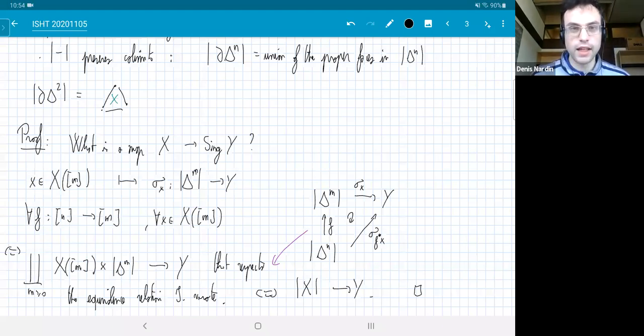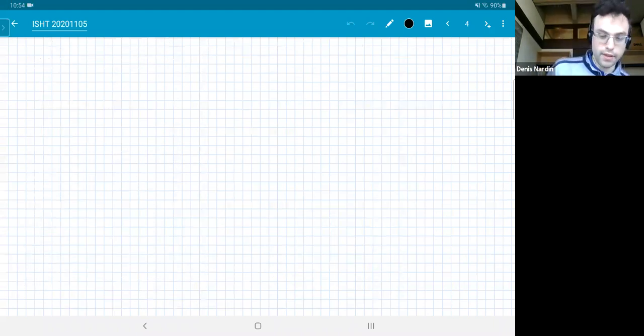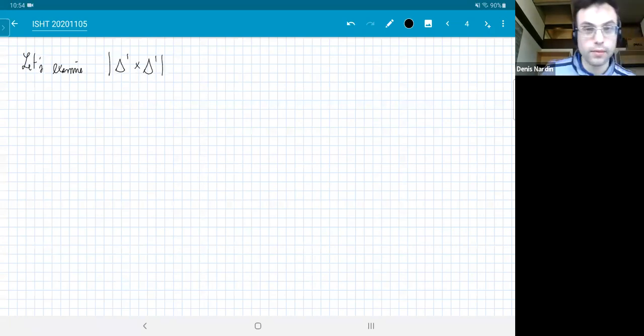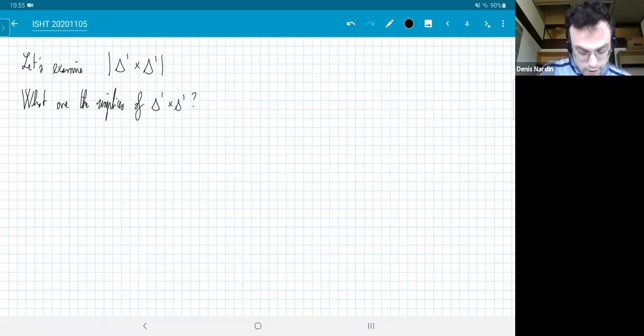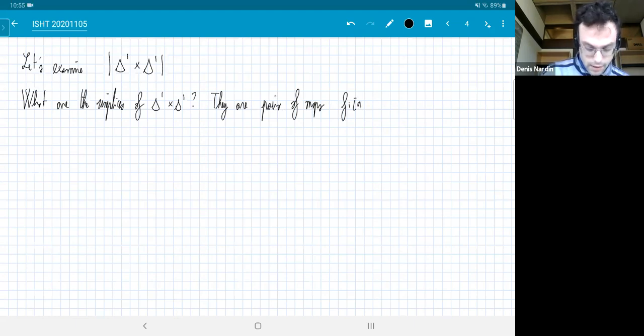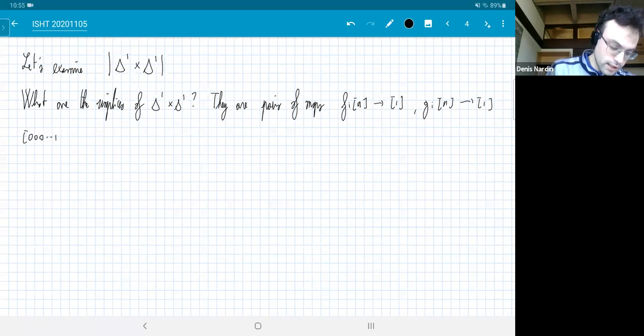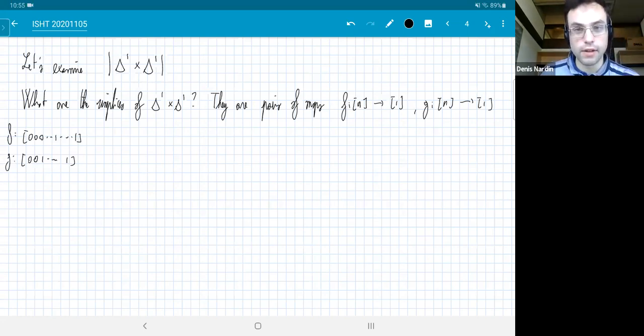Good. For the sake of giving concrete examples, let me check one thing. Let's examine the geometric realization of delta 1 times delta 1. So what are the simplices of delta 1 times delta 1? Well, they are pairs of maps, f from N to 1 and g from N to 1. So concretely, you can think of them as strings of zeros and ones. So you can think of this as 0, 0, 0, and then at some point it goes 1, and another 1, 0, 0, I don't know, 1, 1, if you write the values of f in order.